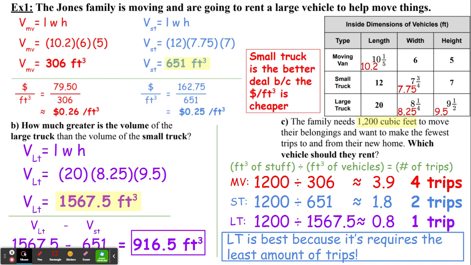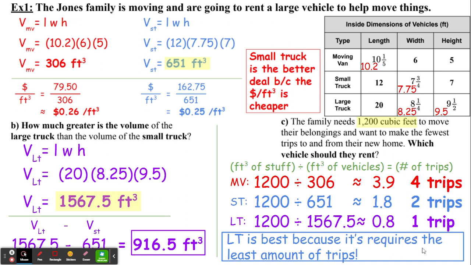But if it's right down the street and they can make multiple trips, then maybe, if they could do 4 trips in one day, the one that costs less would be smarter, right? That's why there's not just one guaranteed way to solve these problems. You have to think about what's most important to them. Their house is really far away, so they want the fewest trips possible, so they only have to rent it for one day. So which one can they get away with? The only one that they can do 1 trip with is the large truck.